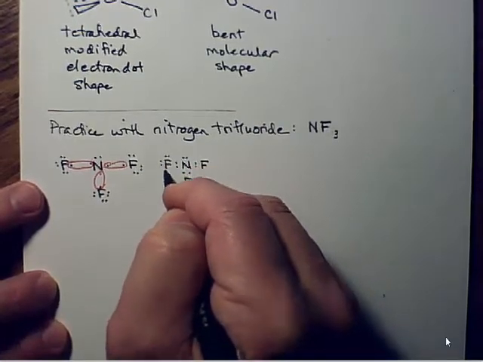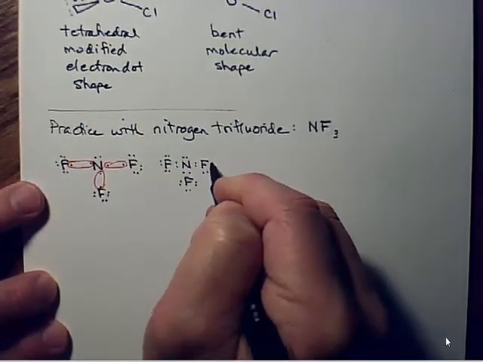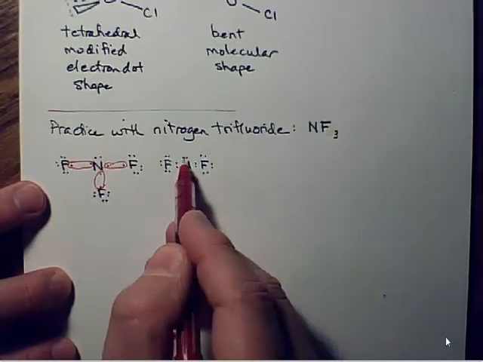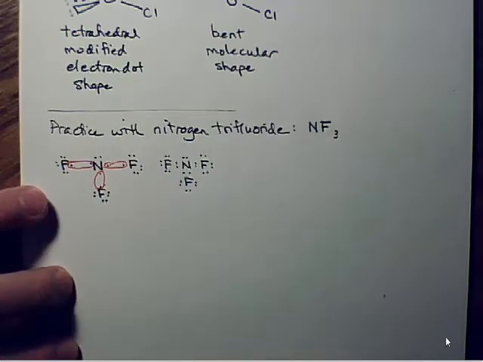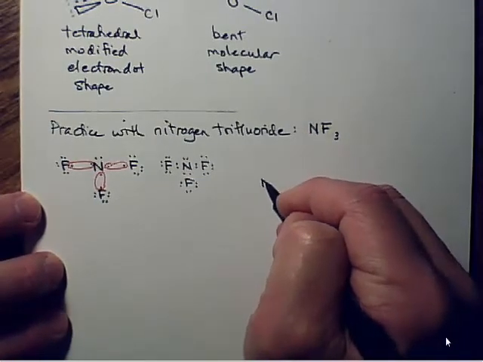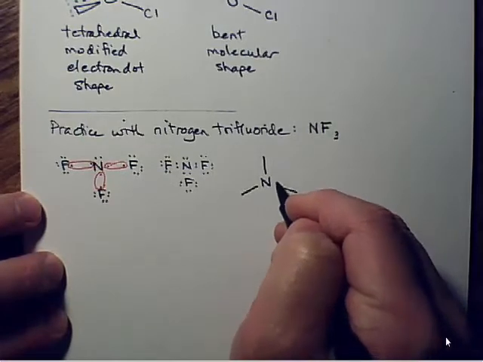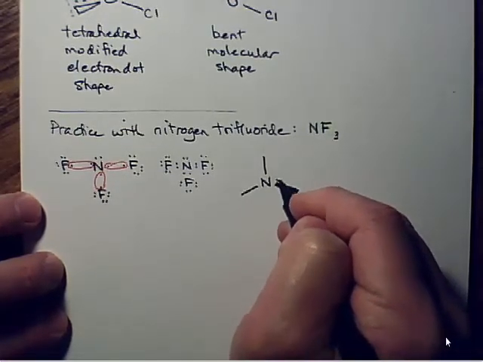Don't forget the lone pairs. Those have to be there. Can't leave them off. And then I can count and see that I have 1, 2, 3, 4 sets of electrons around that central atom. If I have 4 sets of electrons around that central atom, I need a tetrahedral shape. So I start with this shape.